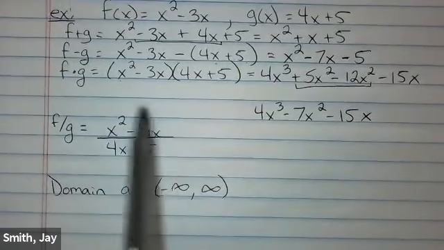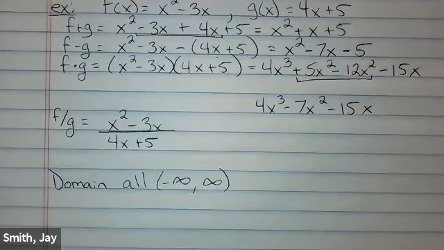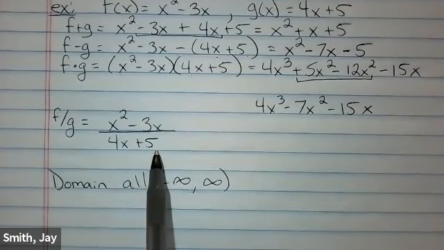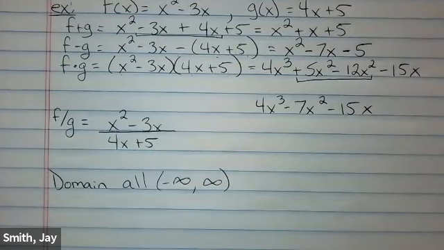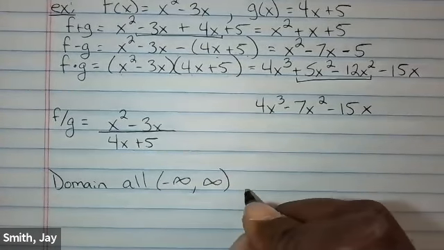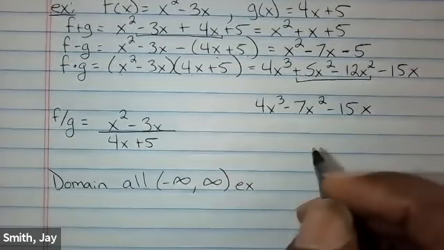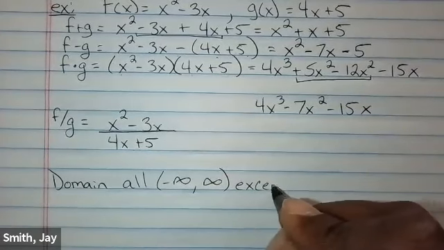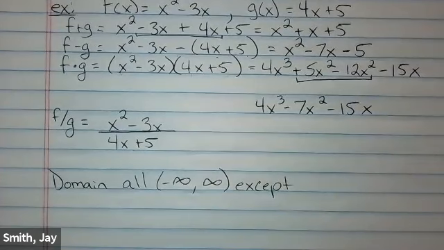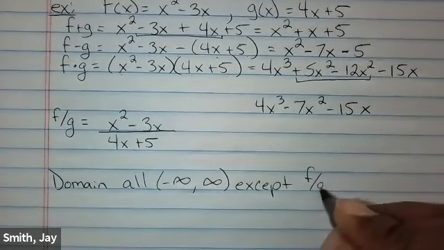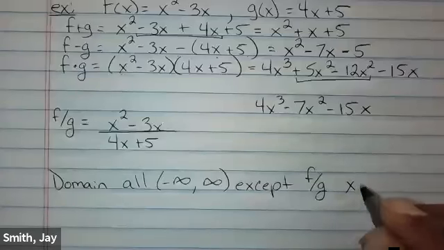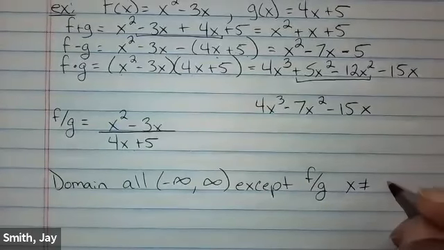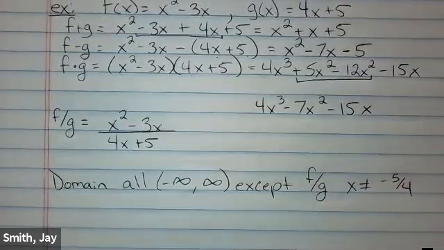But for our rational function, f divided by g, remember, we can't divide by 0. So any x value that'll take our denominator, in this case, 4x plus 5, and make it equal to 0, we have to exclude in our domain. So for the rational function, or f divided by g of x, it's going to be the entire real number system except where x cannot equal negative 5/4. Remember, we get that negative 5/4 by simply taking that denominator, setting it equal to 0, and then solving.